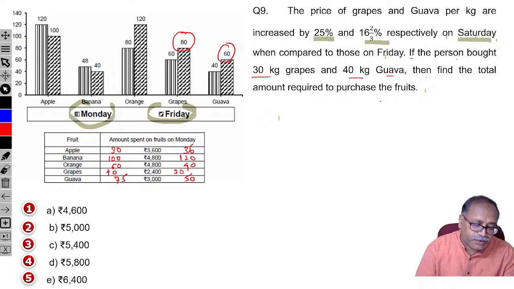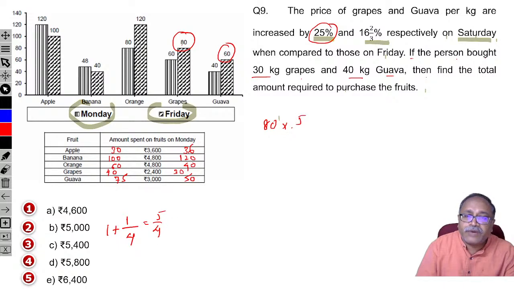Acha, I will repeat it, Aman. Let us complete this one, then I will go to the next one. So we have this 80 rupees. Let's take that 80 rupees and it is increased by 25%, and 25% is 1/4. So if an amount increased by 1/4, that means it becomes 5/4 of the original one. So into 5/4, this is the price on Saturday.